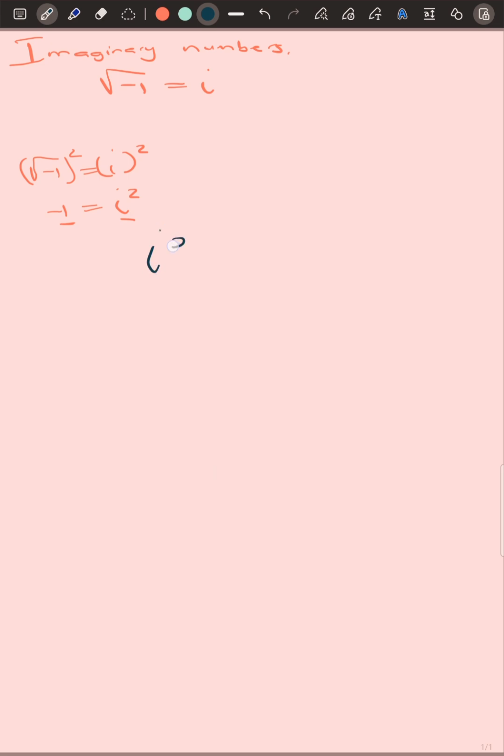i squared equals -1. This is going to be extremely helpful as we go forward. Firstly, how is it going to be helpful? We are going to use this concept to simplify imaginary numbers.